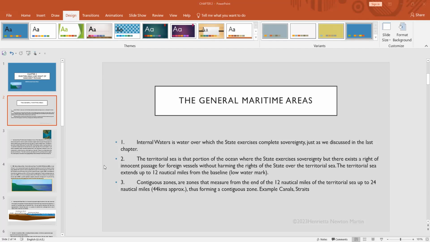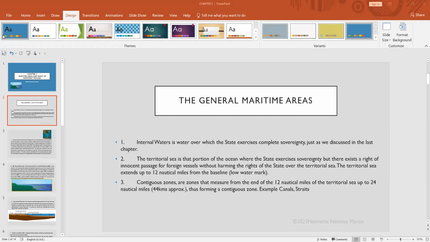Next is the contiguous zones. Contiguous zones are zones that measure from the end of the 12 nautical miles of the territorial sea up to 24 nautical miles, approximately 44 kilometers, thus forming a contiguous zone. For example, canals and straits. These kinds of areas would be considered contiguous zones.